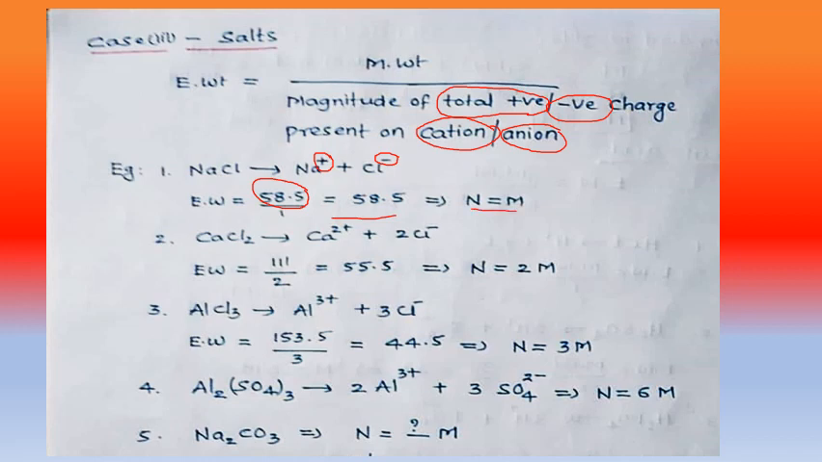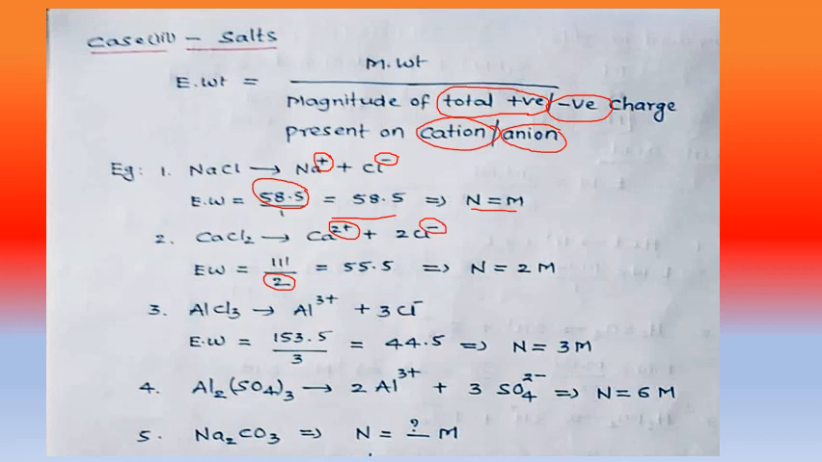Second case, CaCl2, calcium chloride, calcium 2 plus, 2 Cl minus. So now what is the total charge here? 2 plus. That means magnitude 2. So I am dividing by 2. Otherwise, some students take it at the anion case. Many students make mistakes here.